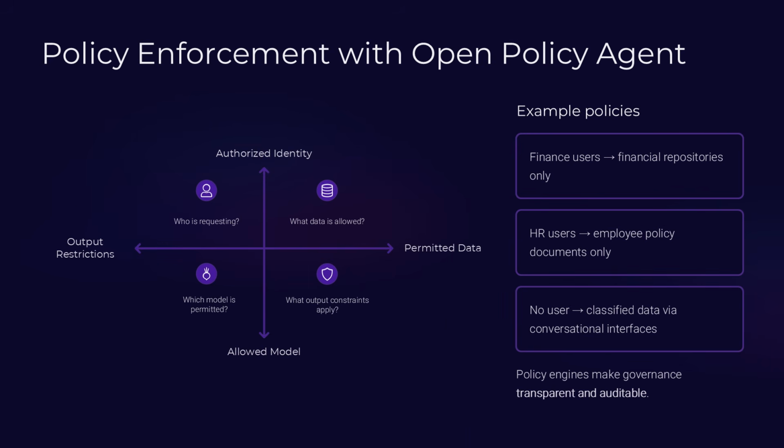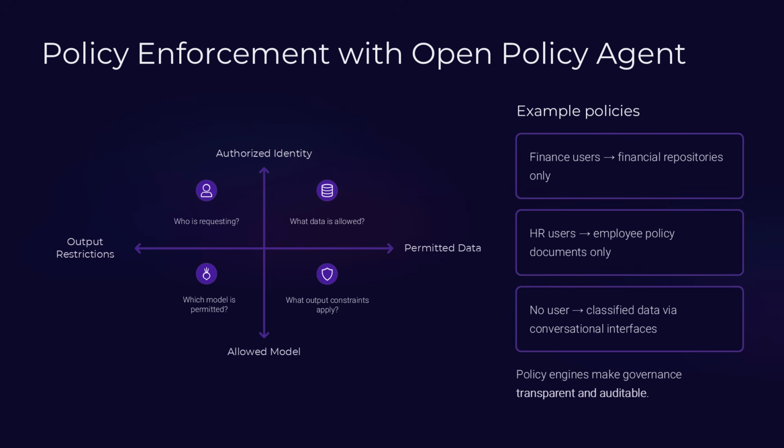Open Policy Agent provides a flexible mechanism for enforcing policy decisions across distributed systems. In generative artificial intelligence architectures, policy engines can evaluate who is making the request, what data they are allowed to access, which model they are permitted to use, and what output constraints apply. By integrating policy evaluation into the application programming interface layer, you ensure that access decisions are consistent and auditable.